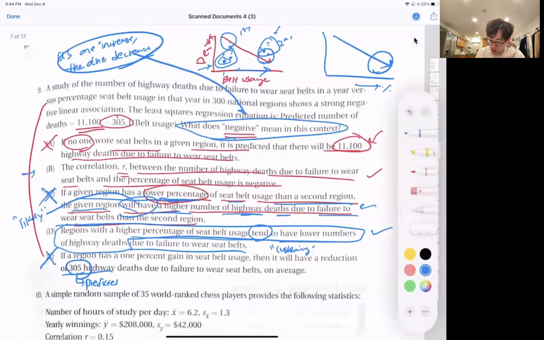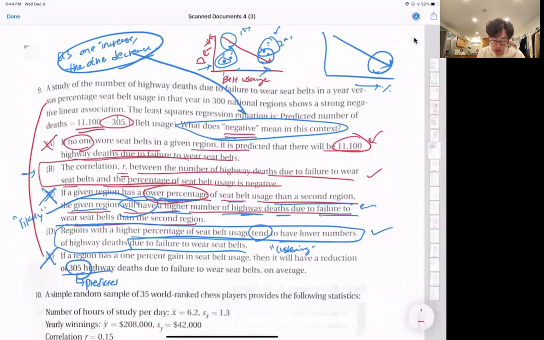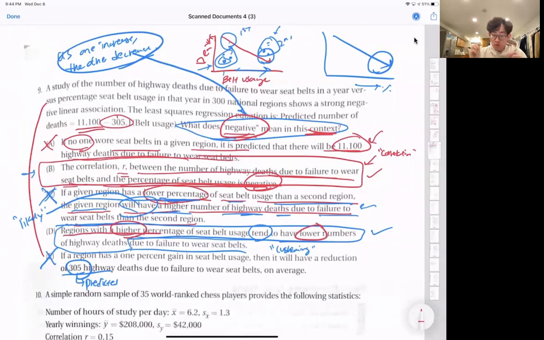So what I'm going to do is I'm really just going to highlight this. The correlation R between the number of highway deaths from failure to wear seatbelts and the percentage of seatbelt usage is negative. So yes, the correlation is definitely negative, but if we're just talking about B here, B is talking about the correlation itself and not what the negative means in this context. The negative in this context is talking about this: regions with a higher percentage, so as one increases, the other one decreases. Remember, they want you to use the terms of the context. B is just straight up talking about the correlation.